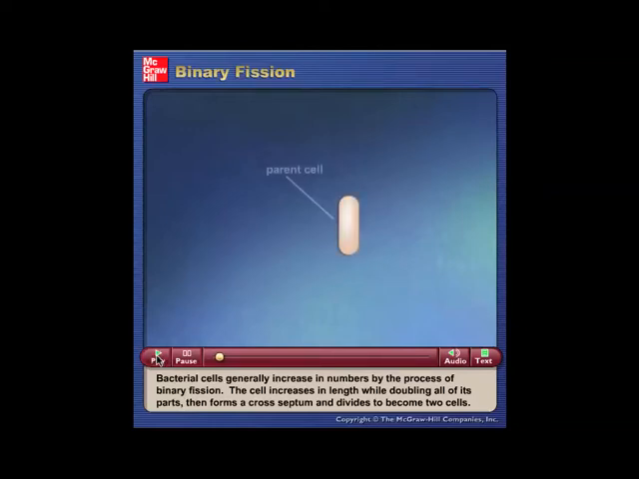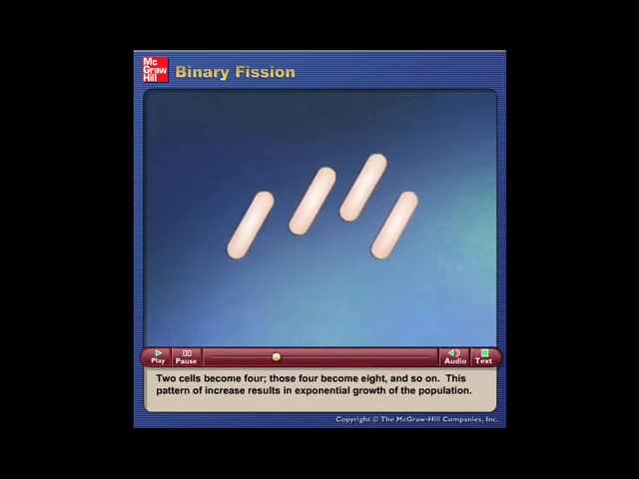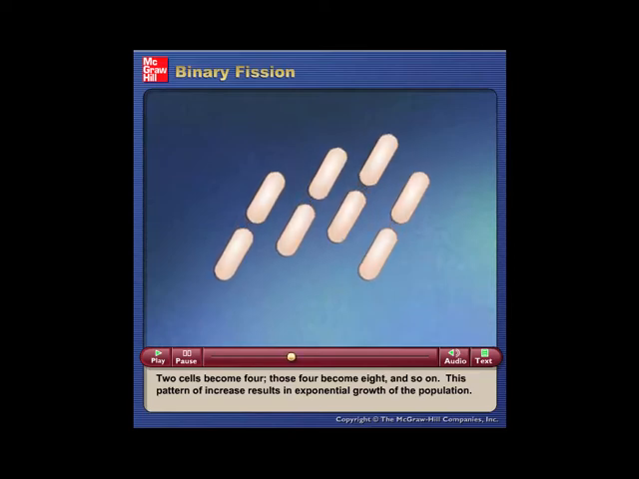Bacterial cells generally increase in numbers by the process of binary fission. The cell increases in length while doubling all of its parts, then forms a cross septum and divides to become two cells. Two cells become four. Those four become 8, and so on. This pattern of increase results in exponential growth of the population.